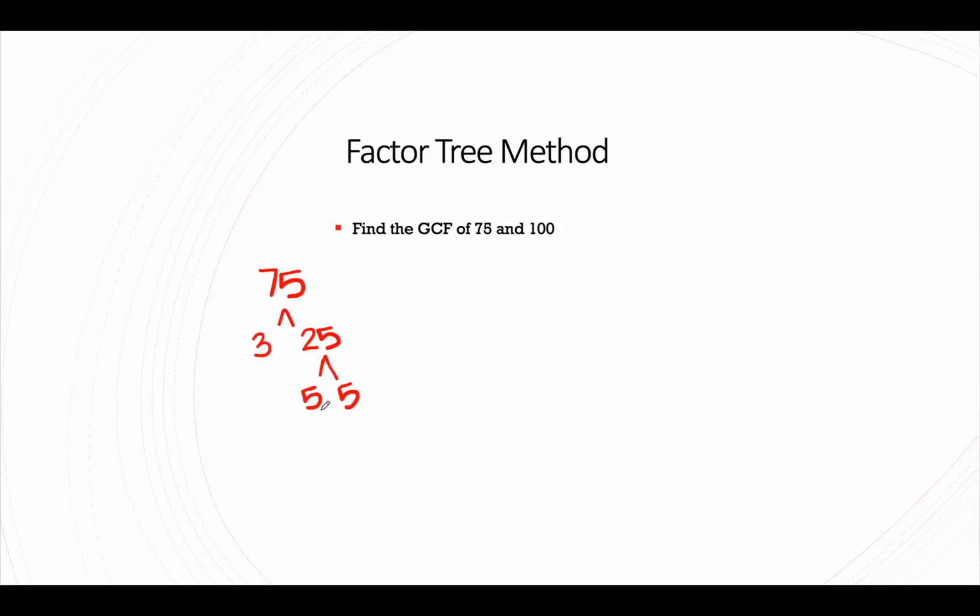Now, can I break 5 into any smaller pieces? Does anything other than itself or 1 divide 5? No, it doesn't, so it's a prime factor, and I've broken 75 into all of its prime factors, and there's nothing left for me to do. Now I'm going to do the same thing and make another factor tree for 100.